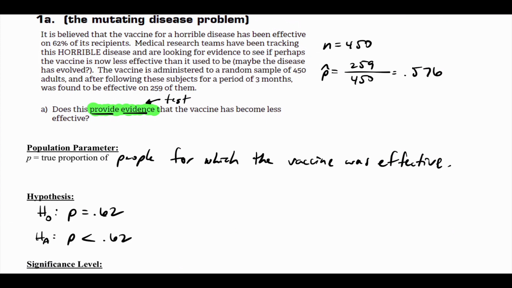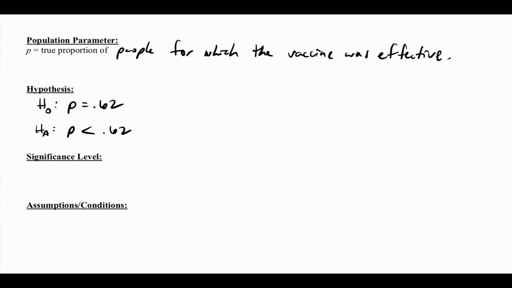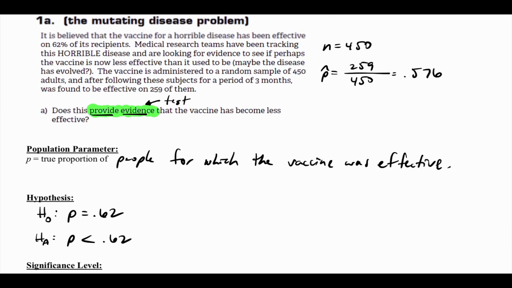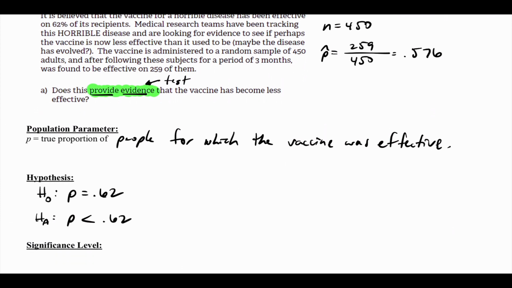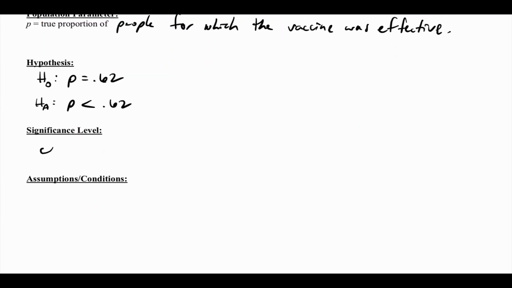Significance level. They don't say a significance level. Nowhere in there does it say anything about significance or alpha or anything like that. So we're just going to use 5%. That's our default. 5%. Okay. When we do our significance level, will they specifically state this? Sometimes they will. Sometimes they won't.